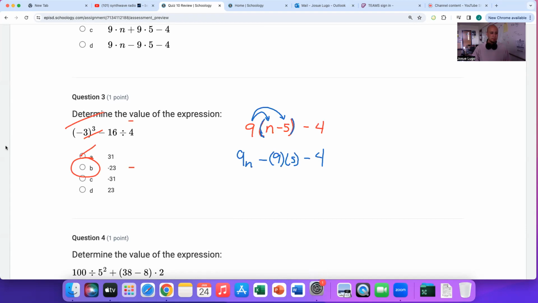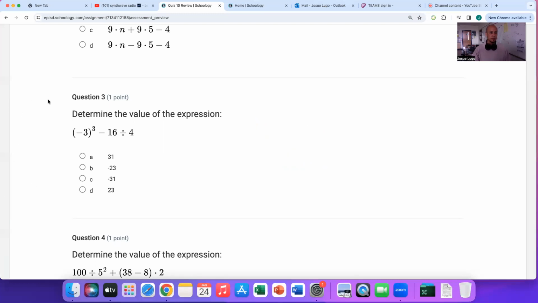Continuing, ladies and gentlemen. We are given the expression -3 to the third power minus 16 divided by 4. Well, notice that we're taking this to the third power, and it is outside the parentheses, meaning that everything inside the parentheses must be taken to the third power. So remember that just means repeated multiplication. So I'm going to multiply everything inside the parentheses, which is -3, times itself 3 times.